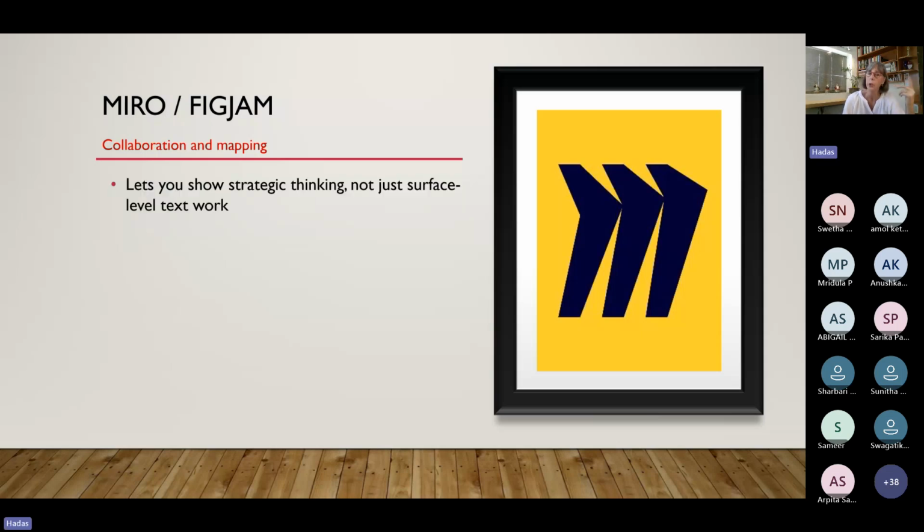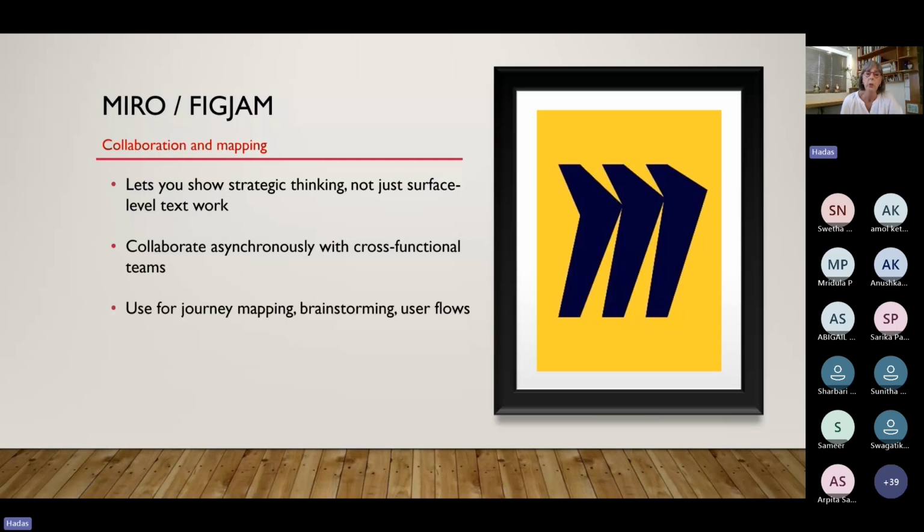Then you have collaboration and mapping tools like Miro or FigJam. It lets you show your strategic thinking and not just surface level text work. You can collaborate online or not with cross-functional teams. And you can use it for journey mapping, brainstorming, user flows. I'll give you an example. That's something that we did and was very effective. We'd have a live jam session. You get all the contributors together at the same time. Some could be in the same room together or online. The topic is set out.